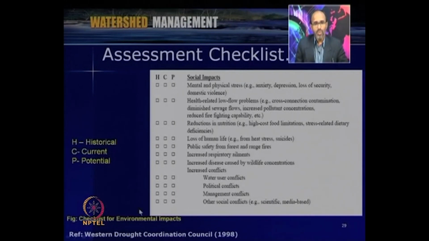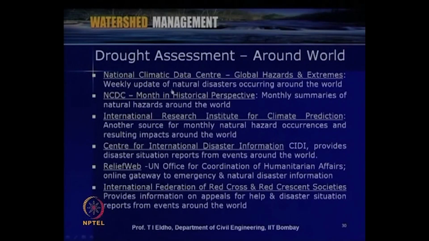And then if you consider the social impacts, there are social impacts like mental and physical stress, health related problems, reductions in nutrition, then loss of human life, then public safety from forest and range fires, like that. So, this is a checklist for social impacts, and whether it is with respect to historical or current or potential, what are the possibilities. So, this checklist shows how the system will be behaving. That way we can have the checklist, and then we can assess the drought.